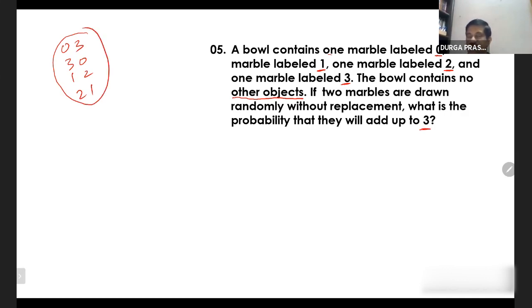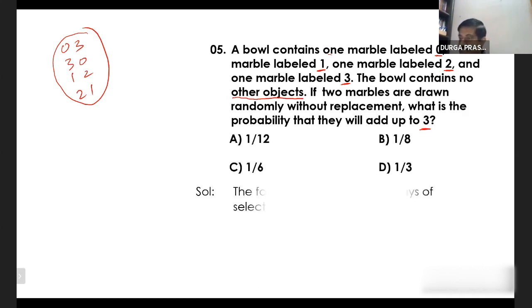This is the thing. They are without replacement. Here it is sum, not product. So either 0 and 3, or 3 and 0, or 1 and 2, or 2 and 1, because it is without replacement. Without replacement means what? Initially, there are 4 marbles. If one marble is taken out, then only 3 marbles are left. So n of S becomes 3 for the second marble. That is how we need to work on it.